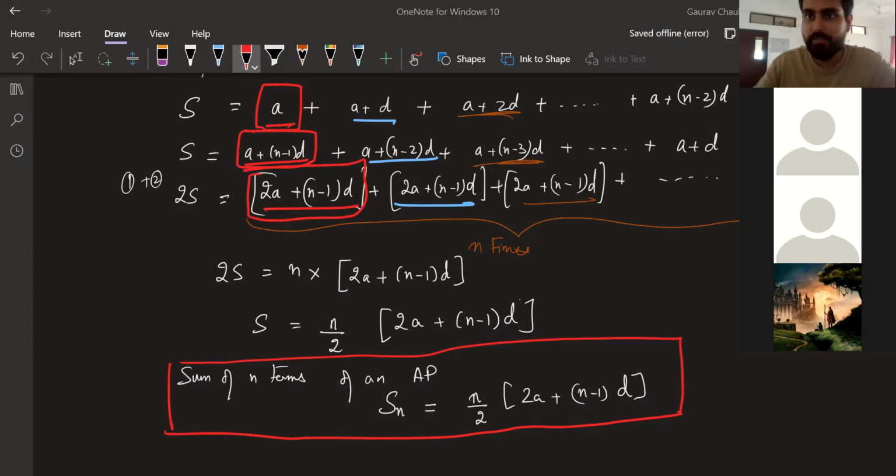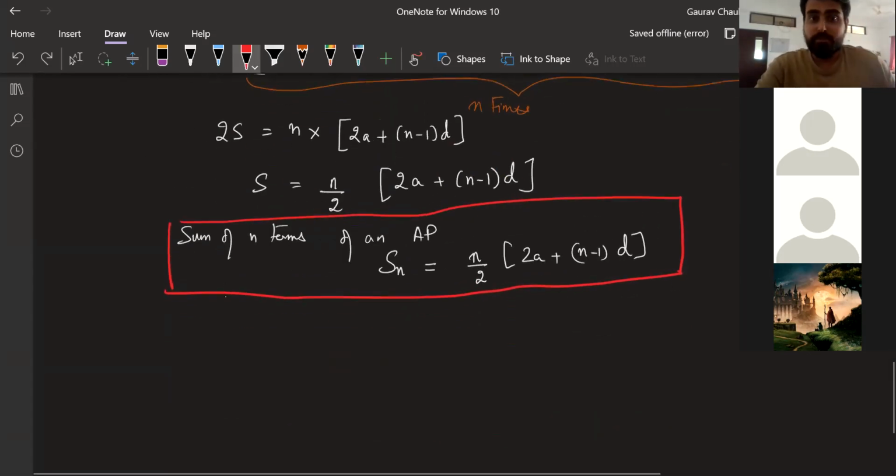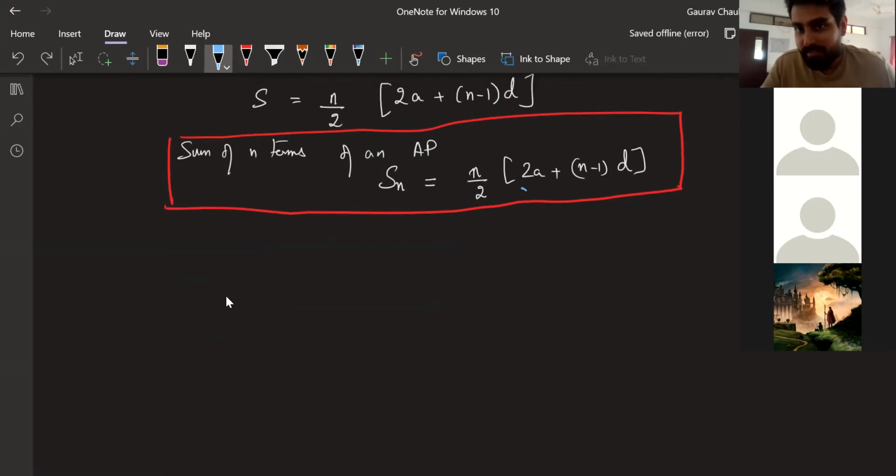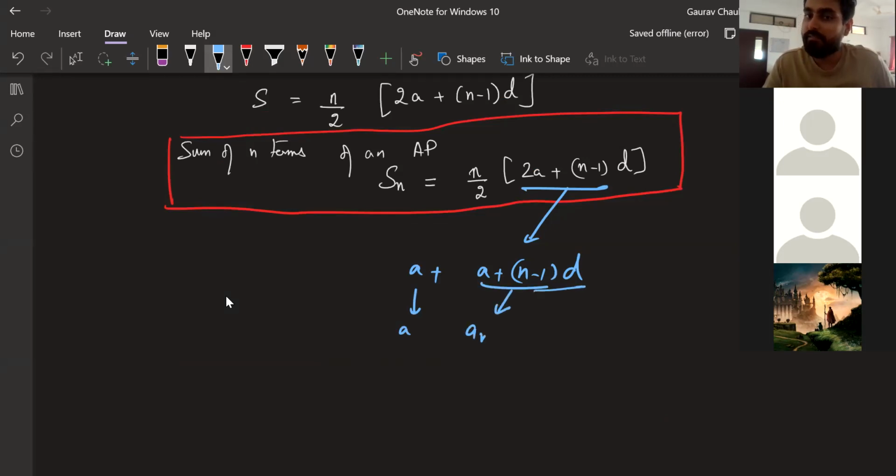Yes, MG, you're absolutely right. A plus AN. First term plus the nth term you're adding. So basically I can break this down to write it like A plus n minus 1 D. 2A I'm breaking into A and A. This is A only, and this is AN.